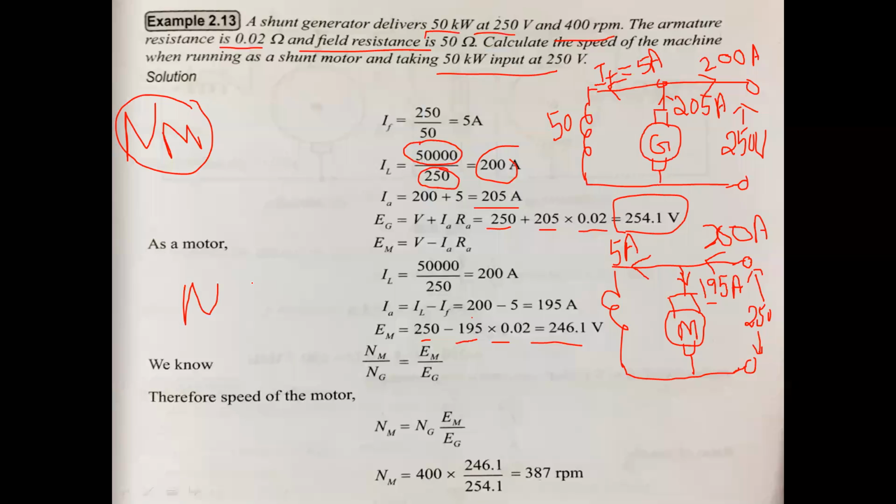In the last case also, speed is proportional to voltage by flux. The shunt field current is constant in the two cases, that is 5 amperes, so flux is also constant. Flux constant means speed is proportional to back EMF or generated EMF. So N generator is proportional to E generator, and speed of the motor is proportional to back EMF, Em. Therefore Nm by Ng equals Em by Eg. In this way we calculate the speed of the motor.